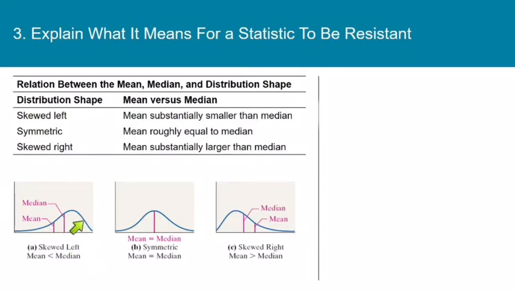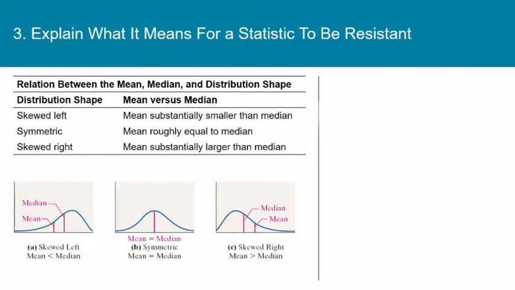So here are three curves, one that represents left skewed data, one that represents bell-shaped data, and one that represents right skewed data. Remember that the mean is not resistant, so when the data are skewed, the mean is going to get pulled farther in the direction of the skew, and the median might get pulled a little bit, but it won't get pulled very much.